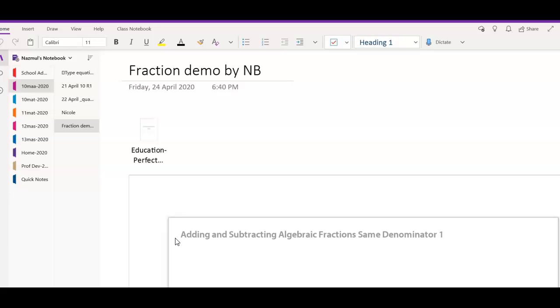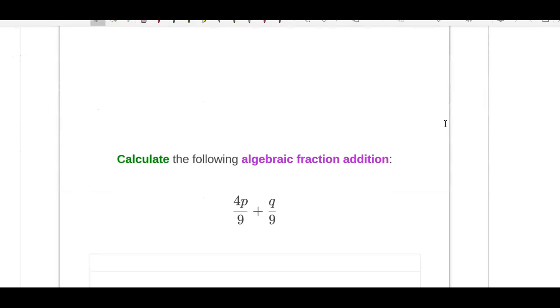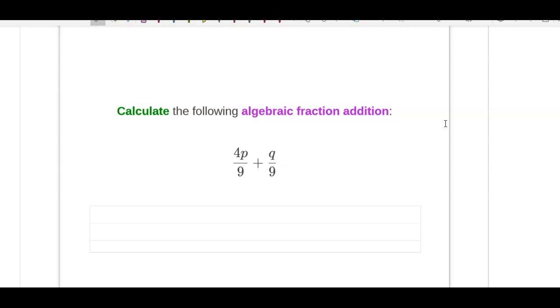Okay, on demand, I'm going to demo some of the problems on fractional adding and subtracting. People are getting upset about the difficulty and challenges they are facing. So the first question is 4p over 9 plus q over 9. I'm not going to exactly simplify this.